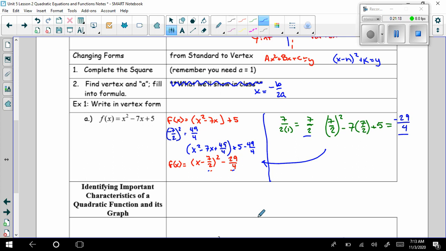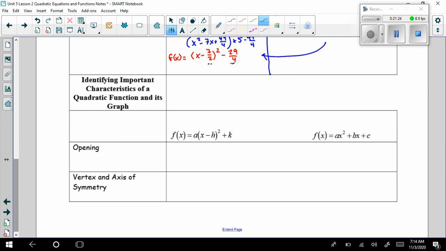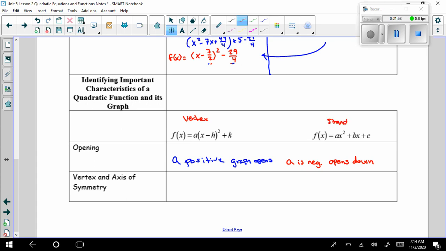So you can convert it either way, but completing the square does work, especially if you have 1 in front of it. So just real quick reminder of characteristics. If A is positive, no matter which format you're in, the graph is open up. If A is negative, it opens down, regardless of whether it's vertex form or standard form. It doesn't matter.